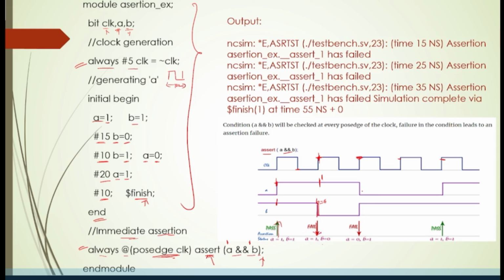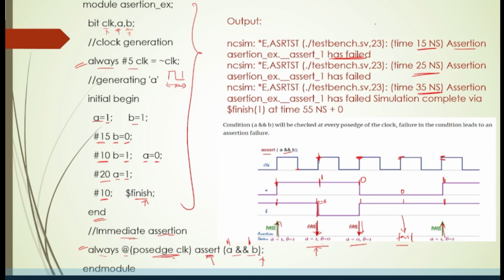At the next passage of clock it will be checking: A is 0 but B is 1, so the assertion has failed, because the assertion needs both A and B to be 1. Now again at the passage of clock, 0 and 1, so the assertion has failed again. Now at this point where A is 1 and B is 1, the assertion has passed. You have to check these three clock cycles where the assertion has failed: at 15 nanoseconds, at 25 nanoseconds, and at 35 nanoseconds.